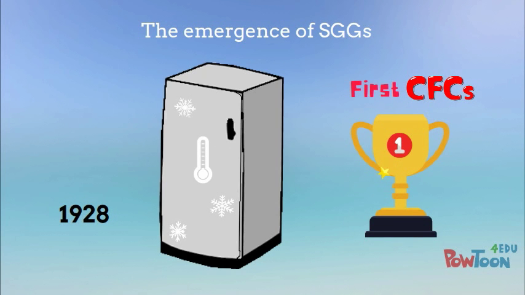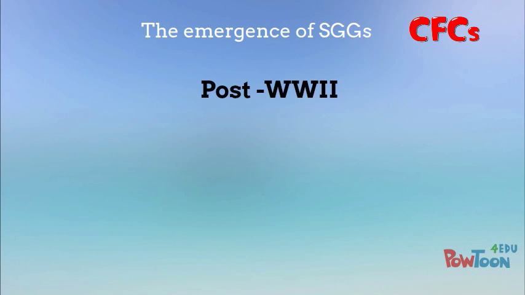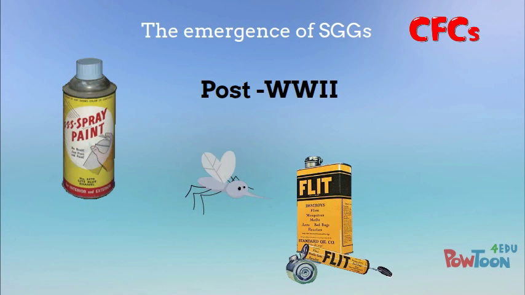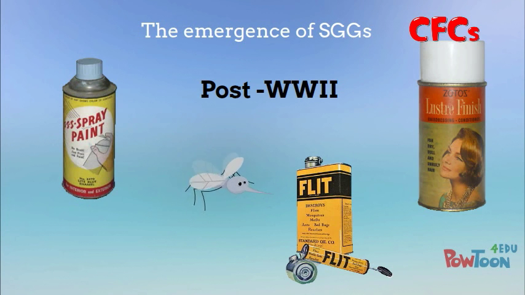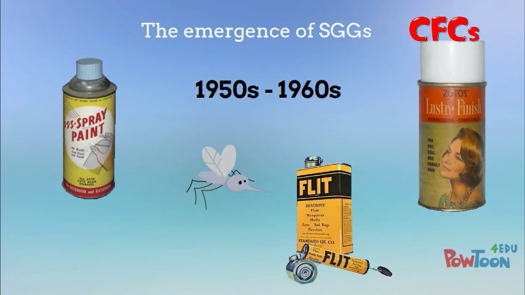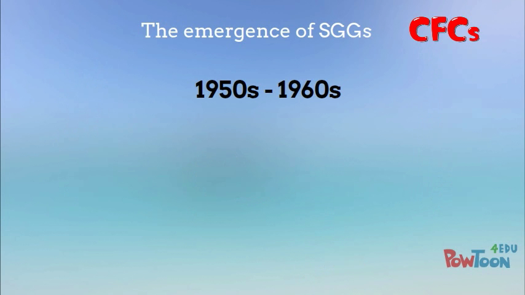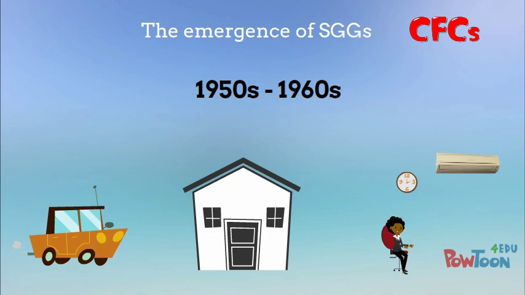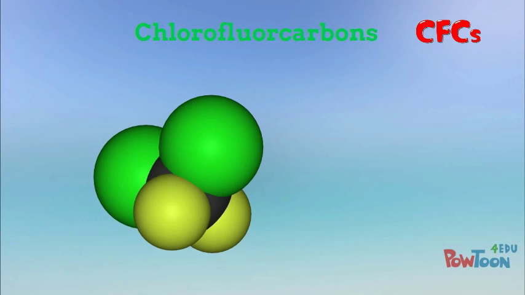In 1928, the first chlorofluorocarbons were synthesized and considered a safe, non-toxic, non-flammable alternative to dangerous substances used then. After World War II, they were used as propellants for bug sprays, paints, hair conditioners and other healthcare products. This continued during the late 1950s and early 1960s because CFCs made air conditioning in automobiles, homes and office buildings more affordable.